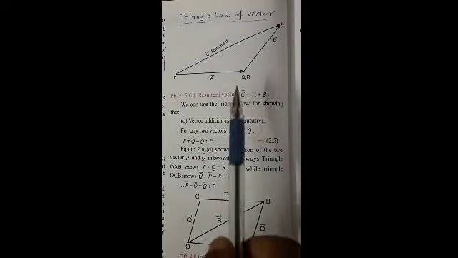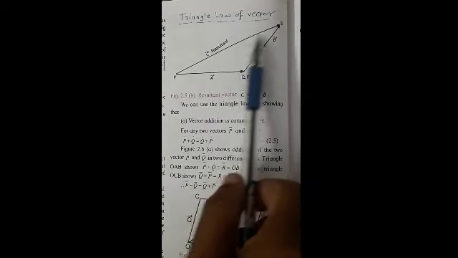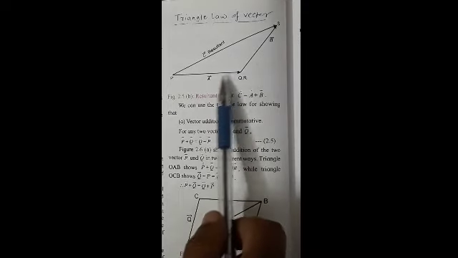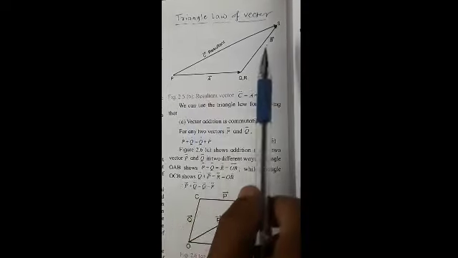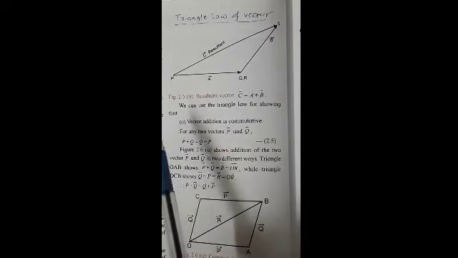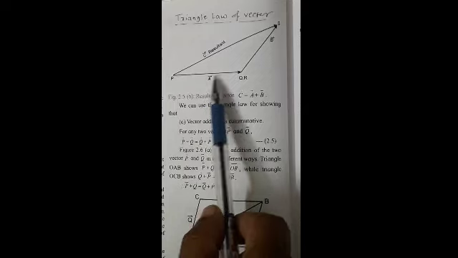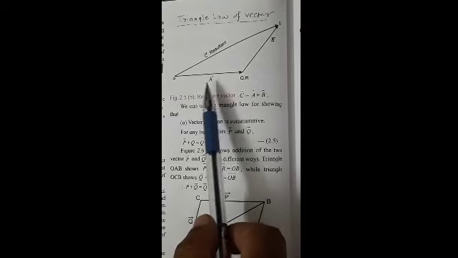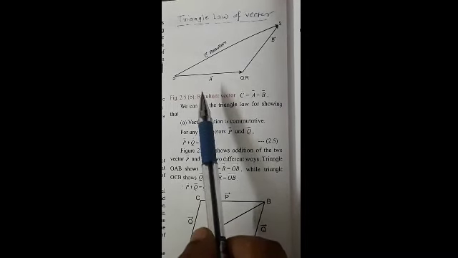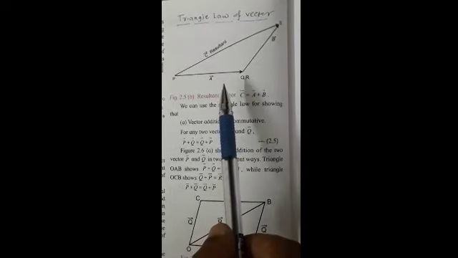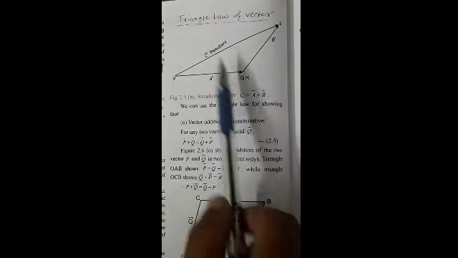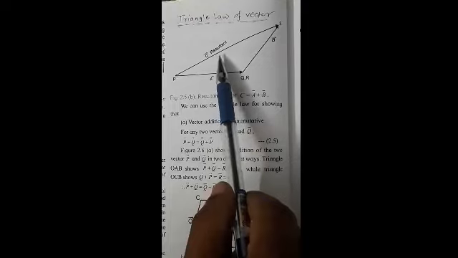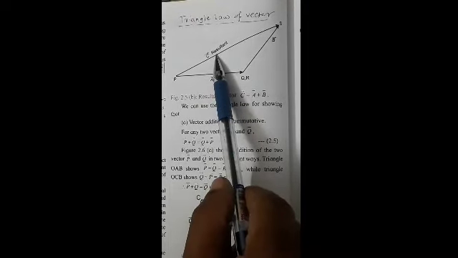The statement is that, from this diagram, this is the triangle having three sides. We can state the triangle law of vector in such a way that if two vectors are represented in magnitude as well as direction by the two sides of a triangle taken in order, then their resultant, as shown in the figure, is represented in magnitude as well as direction.